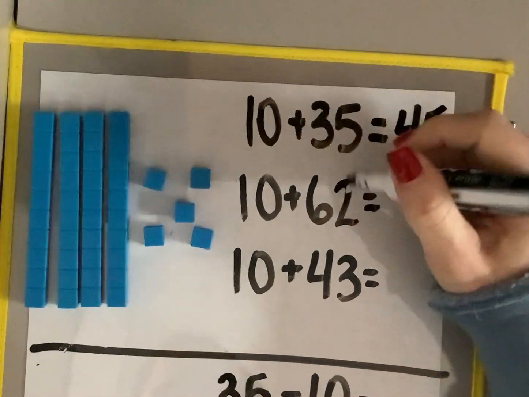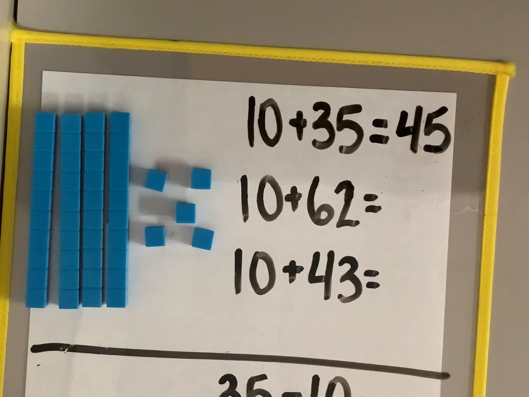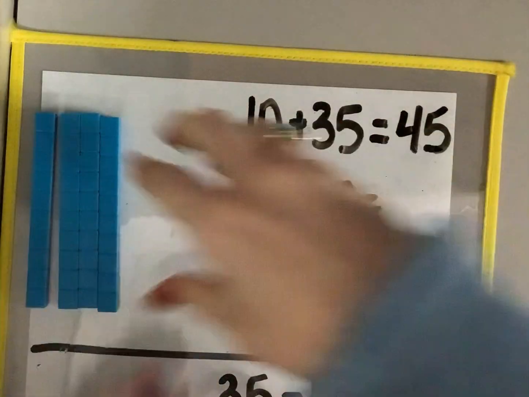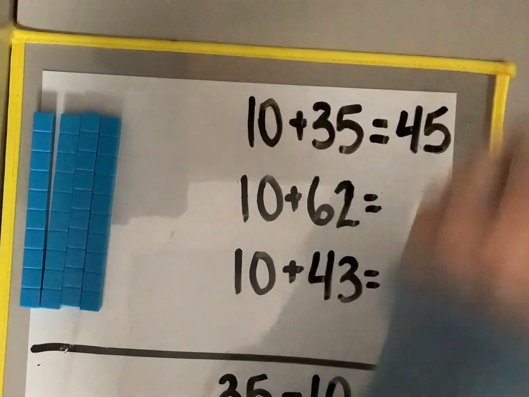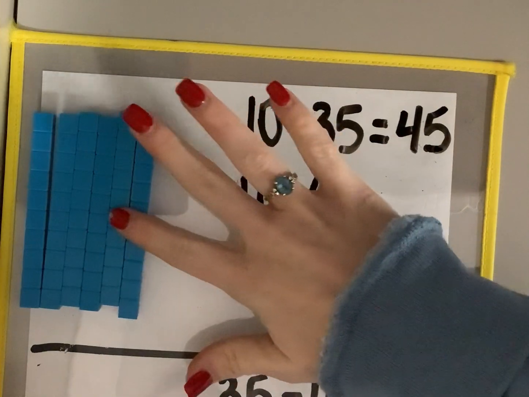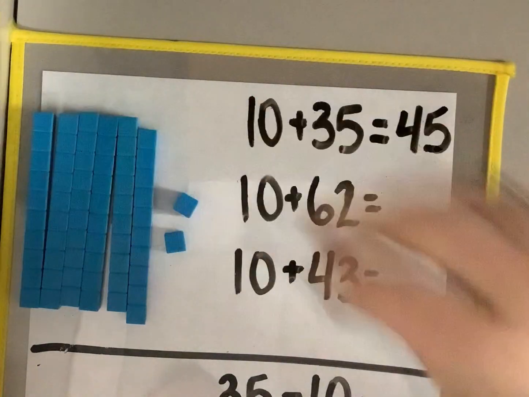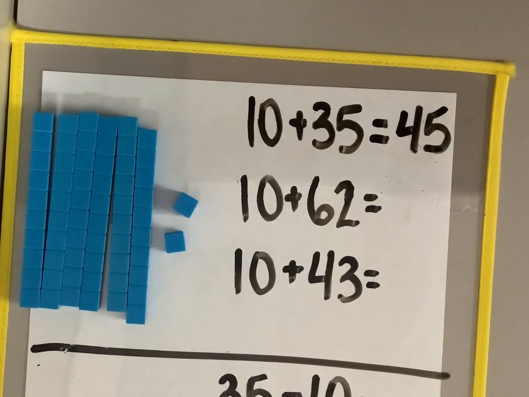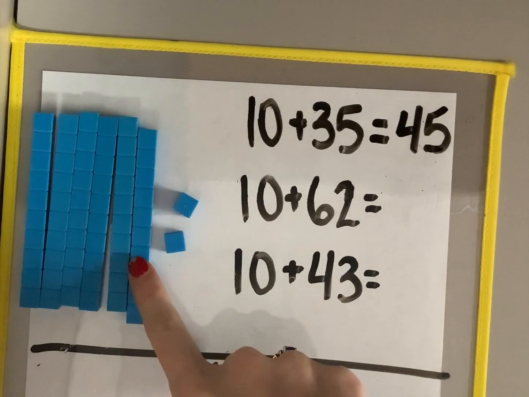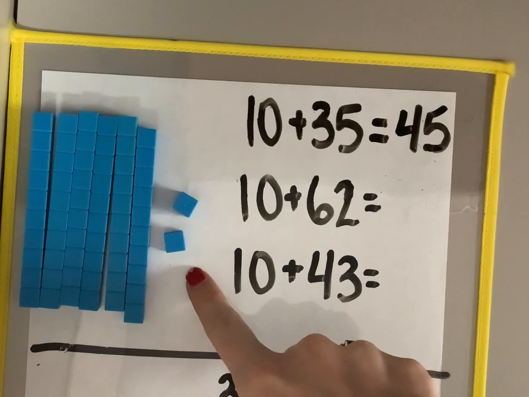Let's look at another one. Let's look at the next one. 62. Okay, I need to make 62. So I have 6 for 60. And then I need 2 ones. 1, 2. It has 6 groups of 10 and 2 ones.